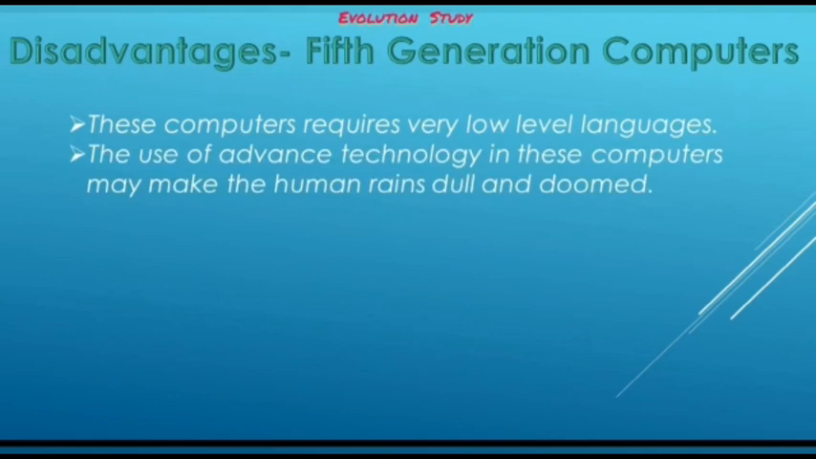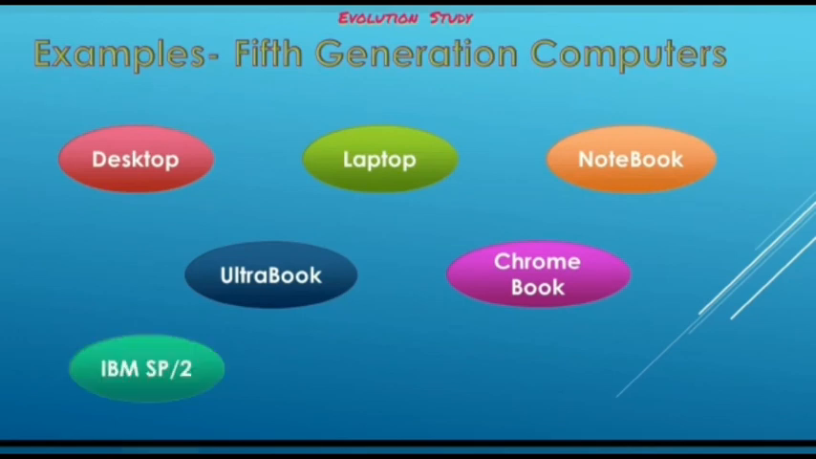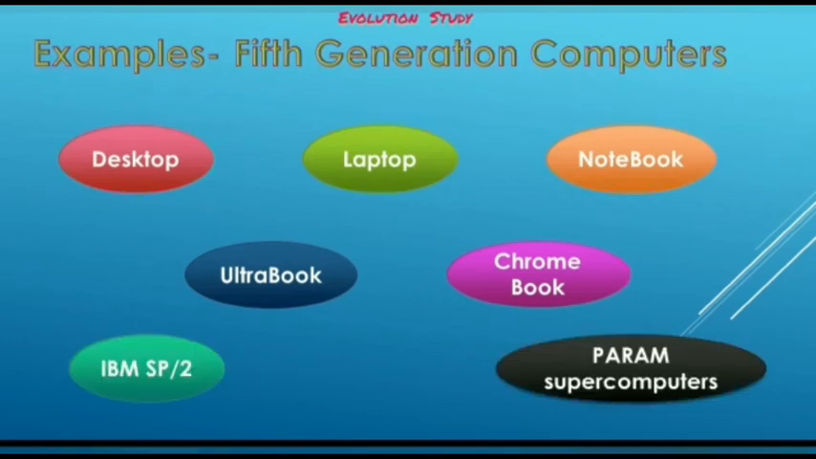These computers require very low-level languages. The use of advanced technology in these computers may make human brains dull and doomed. Examples can be desktop, laptop, notebook, Ultrabook, and Chromebook. I hope you have all understood this video.